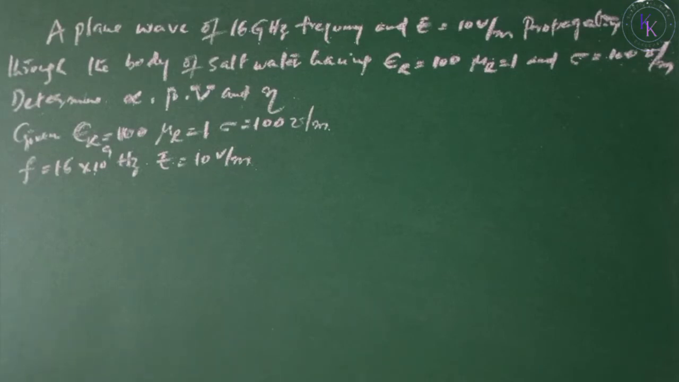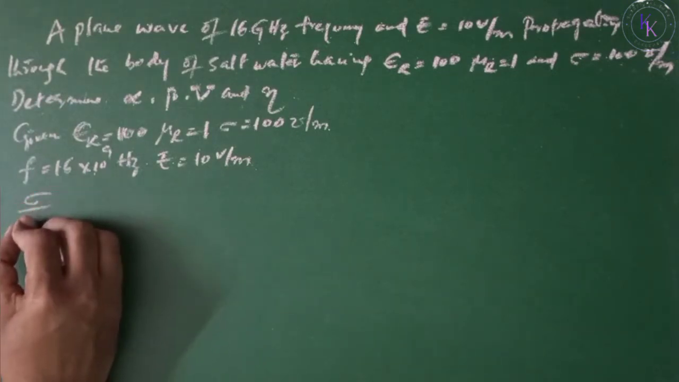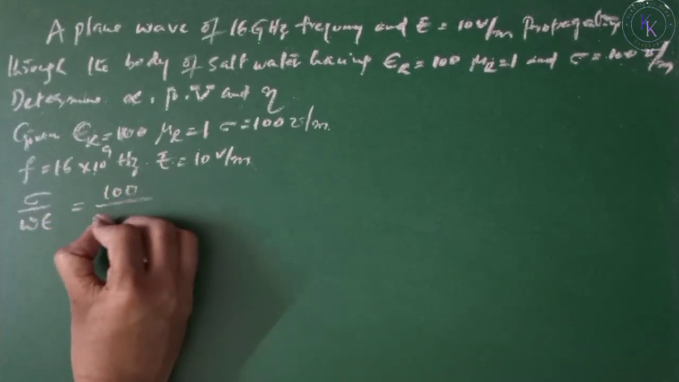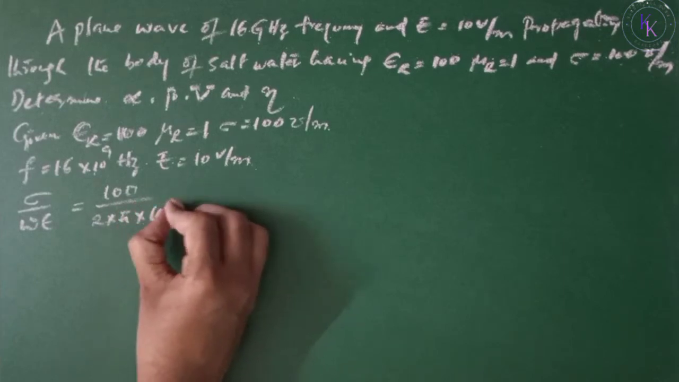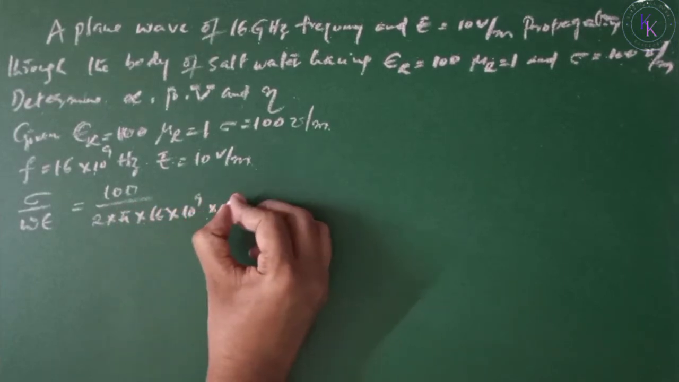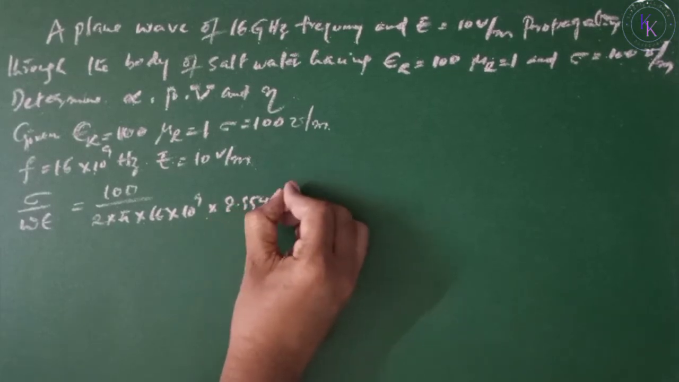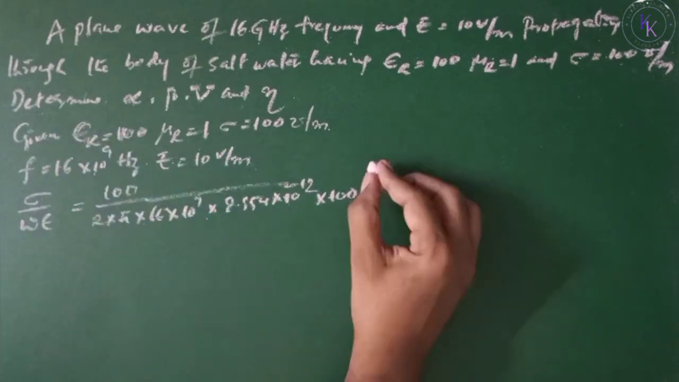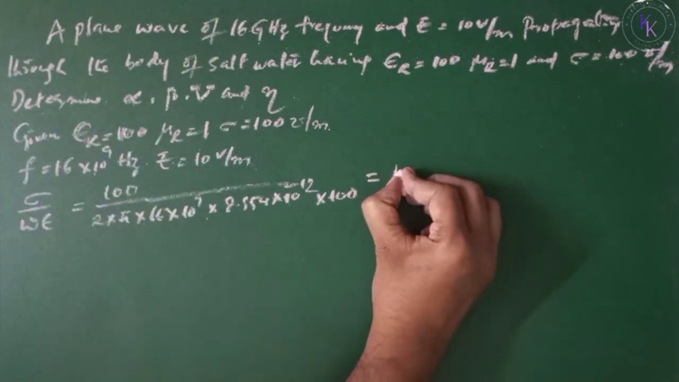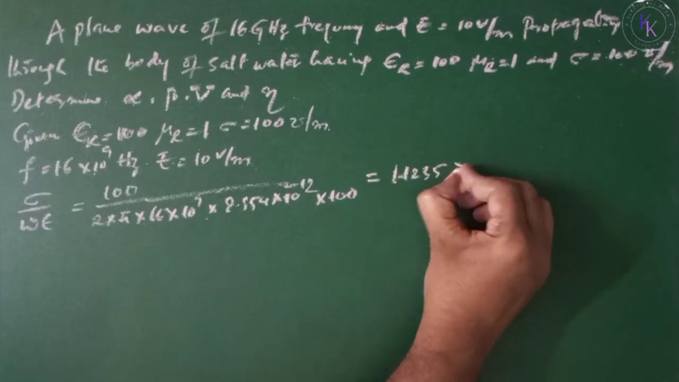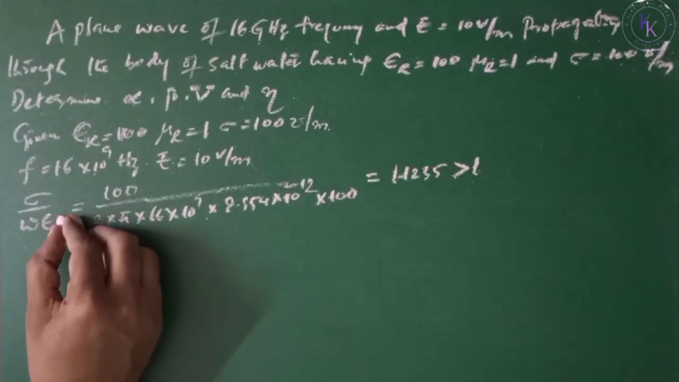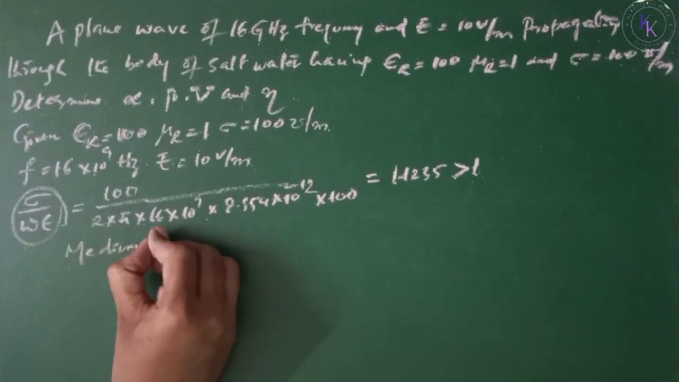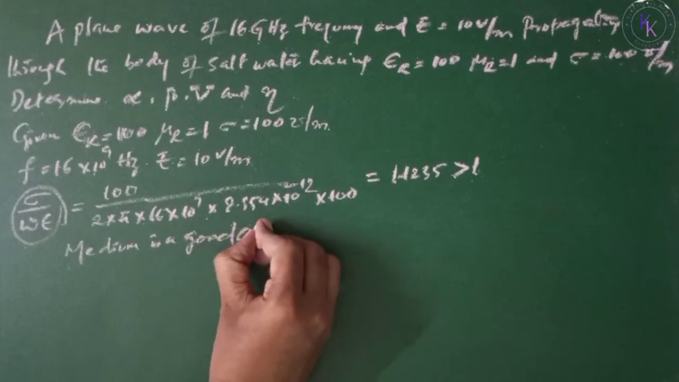First, let us know the nature of the medium. For that, consider sigma by omega epsilon. That equals sigma is 100, omega is 2 pi f, 2 into pi into 16 gigahertz, into epsilon, which is 8.854 into 10 to the power of minus 12 into 100, epsilon r. This value equals 1.1235, which is greater than 1. That means the medium is a good conductor.